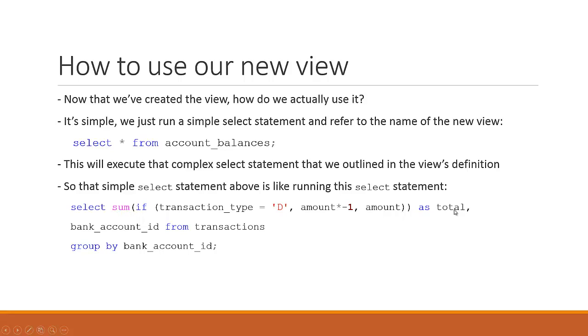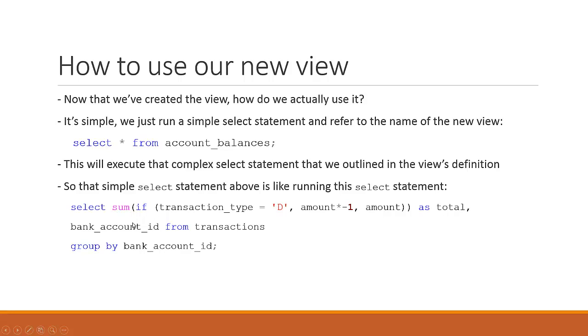Well, we have this first one called total, which is the sum of the transactions, etc., etc. And then we have bank account ID. So there's 2 different columns. And that's it. So if we say select star from account balances, star really means just these 2 columns. If we added a third one, then select star would mean all 3 of those columns.